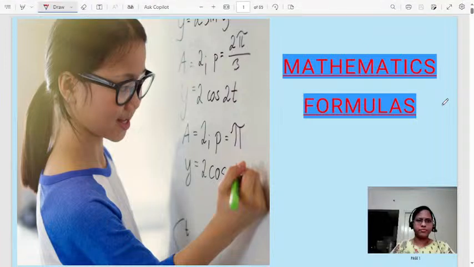Giving a few list of important mathematics formulas. Very good evening everyone. Yes, I am coming live to give very important mathematical formulas.